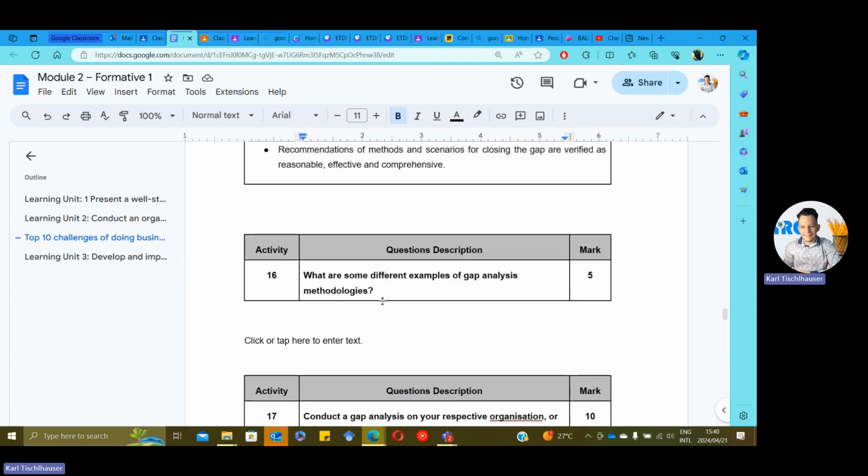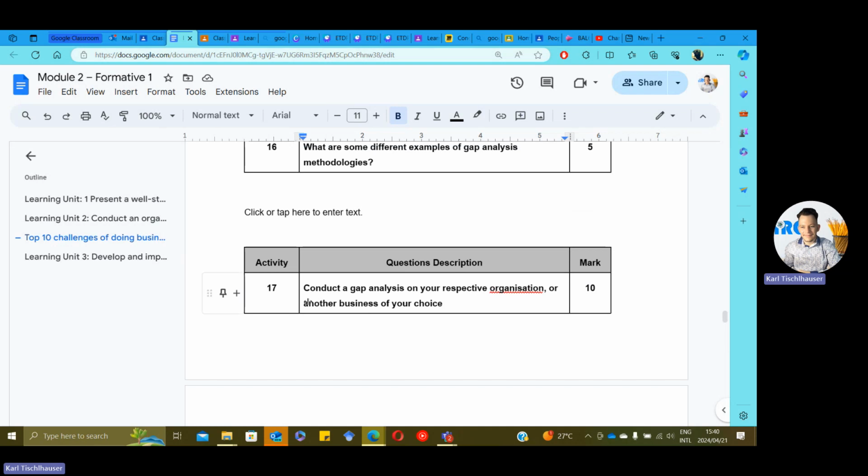Okay. Number 16 says, what are some of the different gap analysis methodologies? So I believe I provided you with 2 different ones, but there are many, many different ways we can do a gap analysis in organizations. So just give me a few. You can even use some of the ones I provided you in our discussions and in the slides. Okay, just give it to me and explain them. What are they? How do they work?